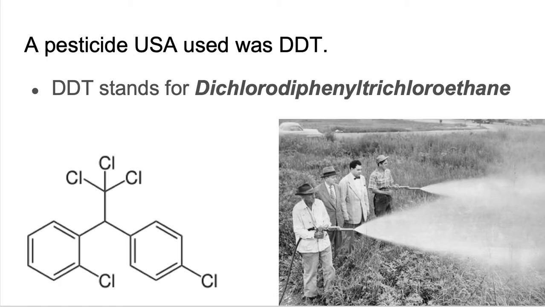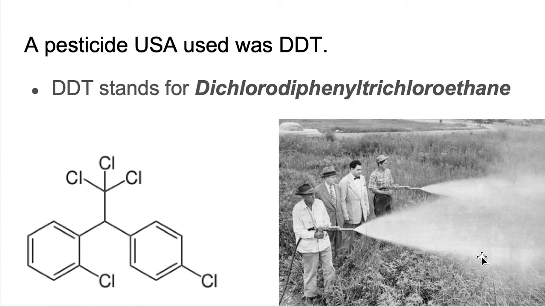So, a long time ago, people used the pesticide DDT, which stands for dichlorodiphenyl trichloroethane. This is the structure of the chemical. This is a picture of a bunch of people spraying the chemical on the field. Now, just look at this. Just look at what we see here. These people are purposefully spraying this harmful chemical on plants.